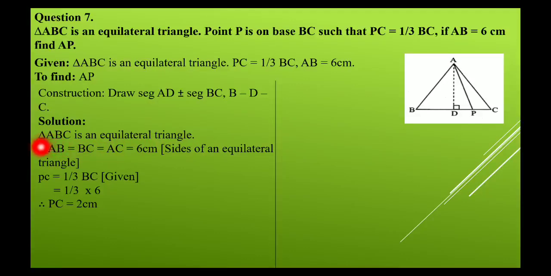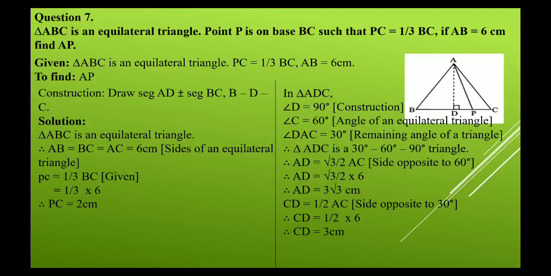Next, the solution we will begin. Triangle ABC is an equilateral triangle. This is given, right? If it is an equilateral triangle, all sides are equal. Therefore, we will write AB is equal to BC is equal to AC, 6 centimeter, sides of an equilateral triangle. Since PC is equal to 1 upon 3 of BC, and BC value is 6, therefore PC value is how much? 2 centimeter.